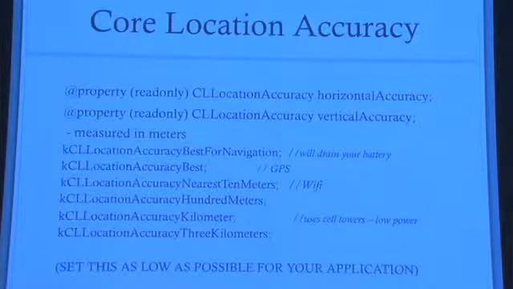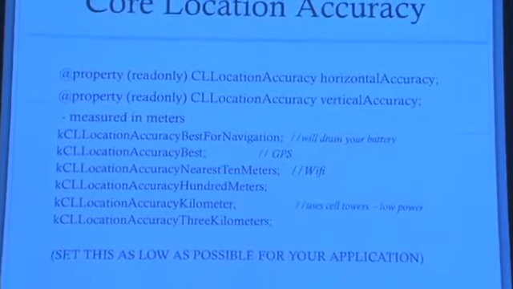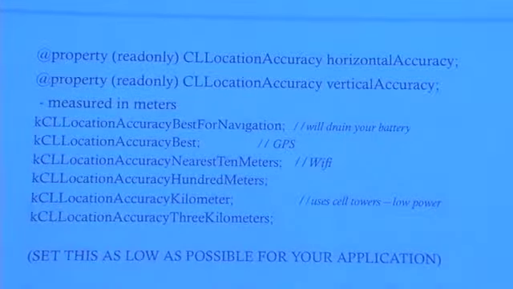There's kCLLocationAccuracyNearestTenMeters and kCLLocationAccuracyHundredMeters, which uses Wi-Fi. And this can be pretty accurate, especially in urban areas. So that's another way that the device will figure out where you are. It figures out which wireless networks are around you and then can determine where you are according to what wireless network you're in. And then to figure out what city you're in, there's kCLLocationAccuracyKilometer and kCLLocationAccuracyThreeKilometers, and these use cell towers and are the lowest power, so they won't drain your battery that much. So the rule of thumb is that you want to set this as low as possible for your given application.